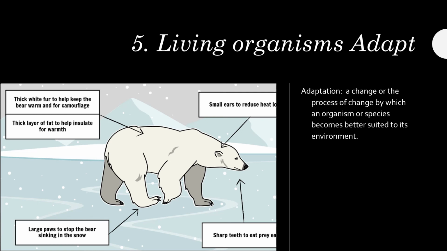Lastly, we want to talk about how living organisms adapt. The official definition of adaptation is a change or process of change by which an organism or a species becomes better suited to its environment. Here we just have an example of a polar bear and how it is well designed for its environment.